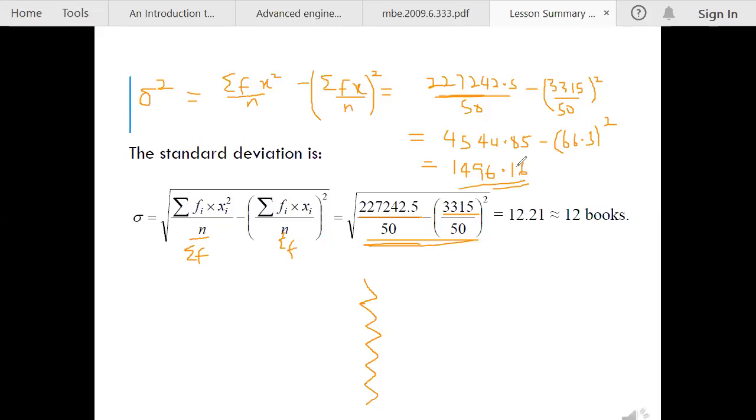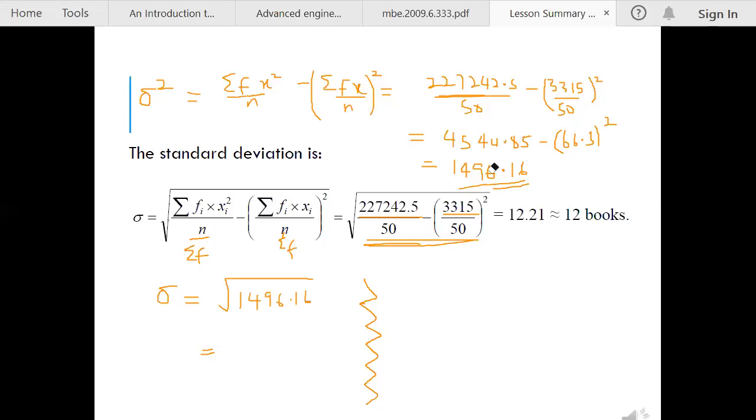I want you to confirm that. Class, confirm that for me. Yes, that's correct. We're getting the same answer. So our standard deviation is just the square root of 1496.16, which should give us, yes, I'm getting 149.16. Yes, sir.